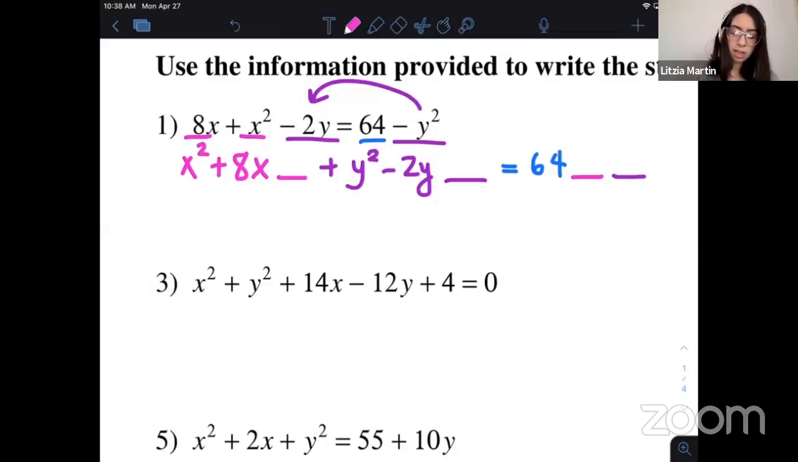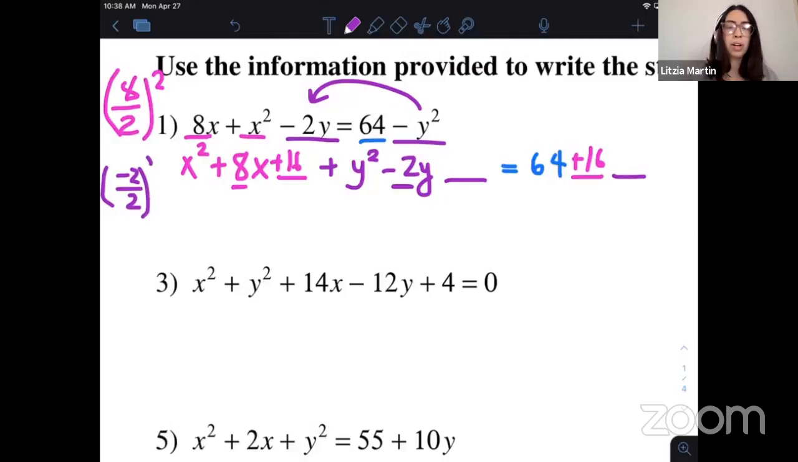So we take the middle number, in this case 8, divide it by 2, and square it. So 8 divided by 2 is 4, 4 squared is 16. So we're adding 16, and that means we are adding 16 to the other side. And then we'll do the y's. So here we have a negative 2, divide that by 2 and square it. So negative 1 squared is positive 1, so plus 1. And then we have to add 1 to the other side.